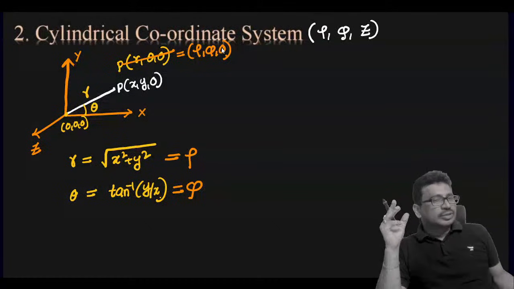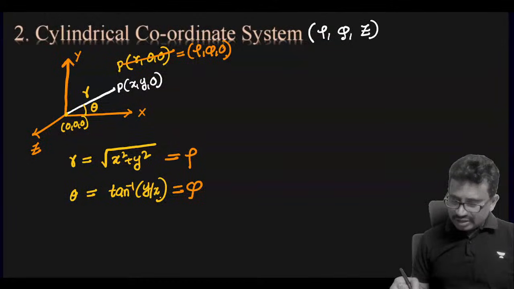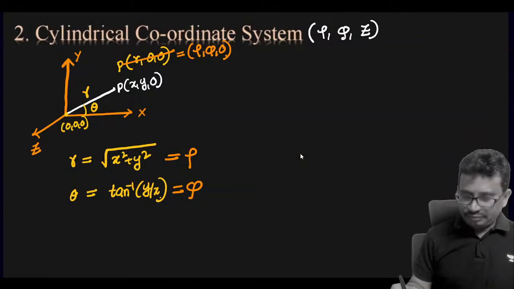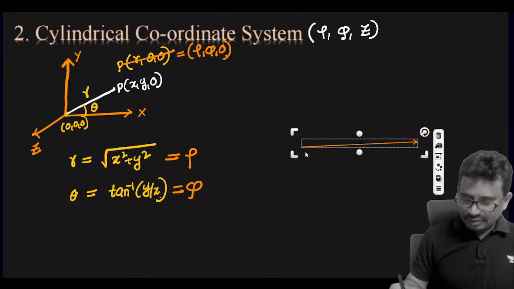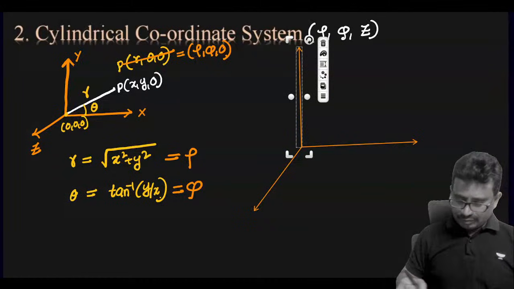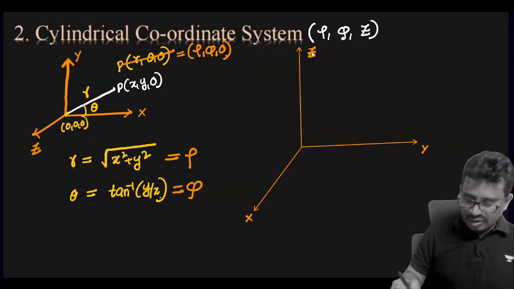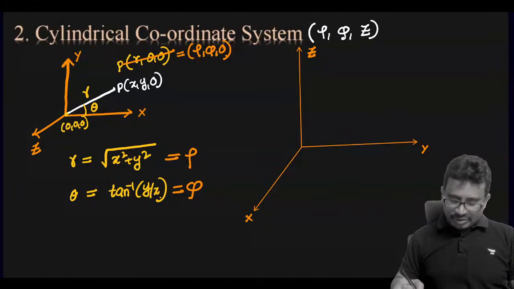Now we need to get the third coordinate, which is z. Let's get the z axis also. For this, I am rotating the complete system by 90 degrees. So this is the x-axis, this is my y-axis, this is the z-axis. Rotate the complete system 90 degrees clockwise. Then what happens?